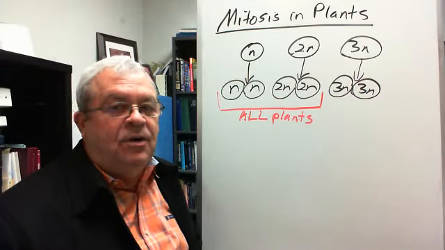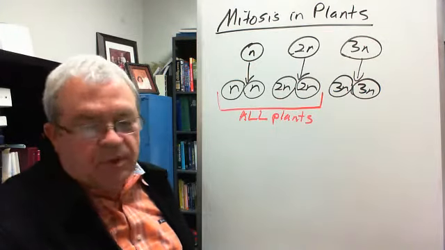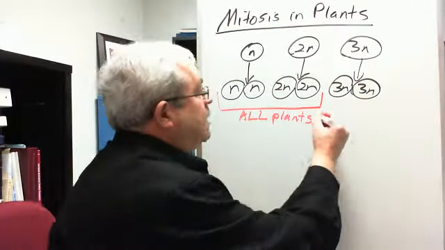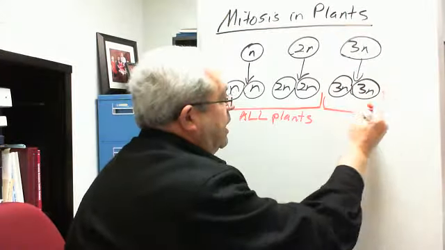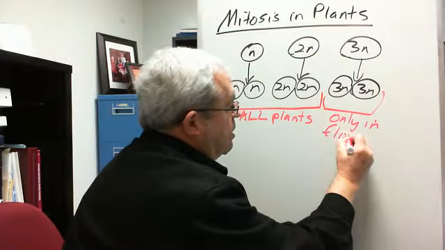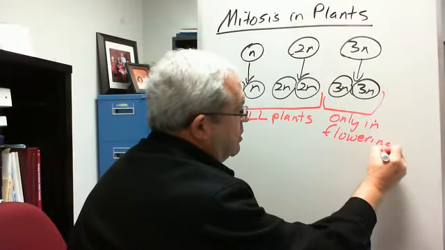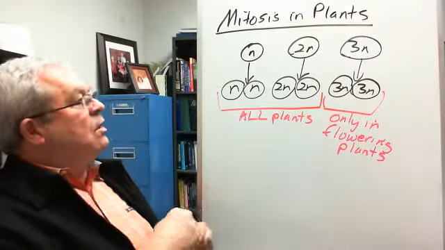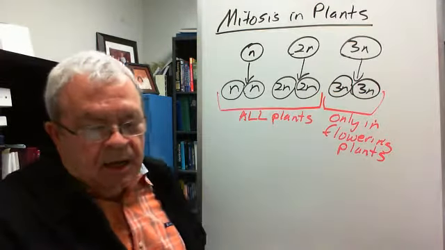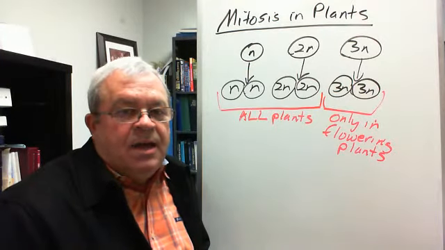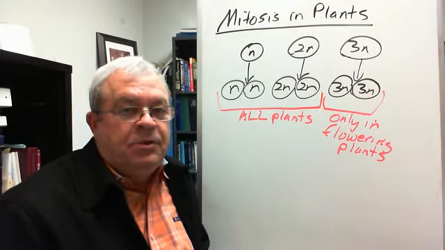Yes. And so, what's the question again? Which kind occurs only in flowering plants? That would be 3N. Only in flowering plants. So, if I was to ask you on the next test, what kinds of mitosis occur in flowering plants, what would you tell me?